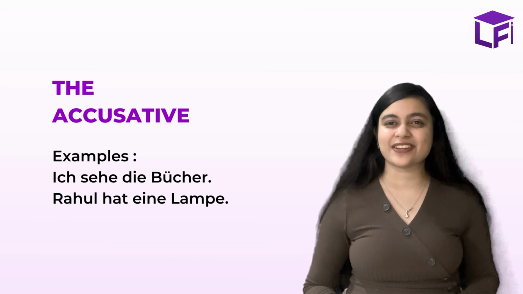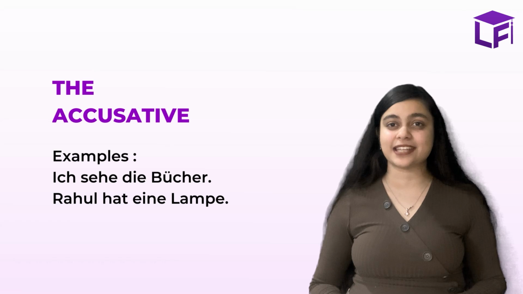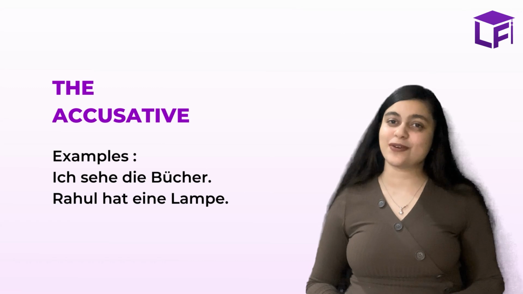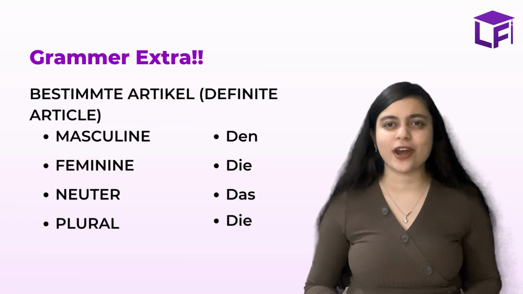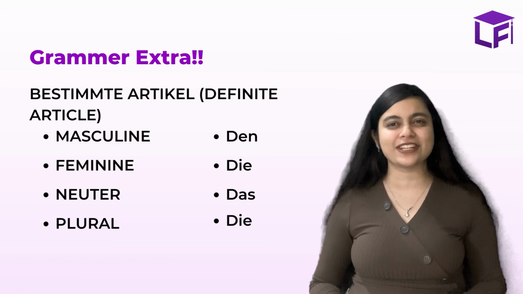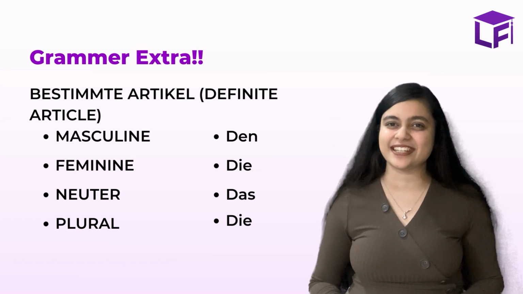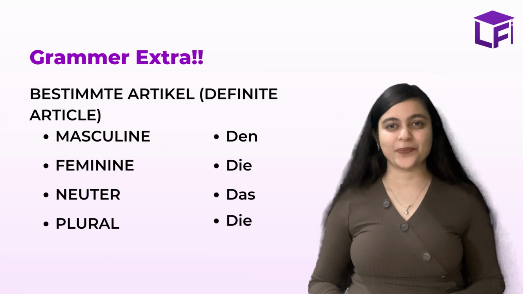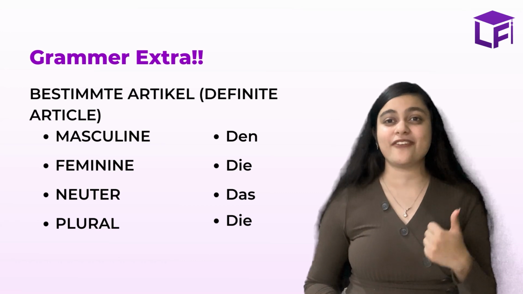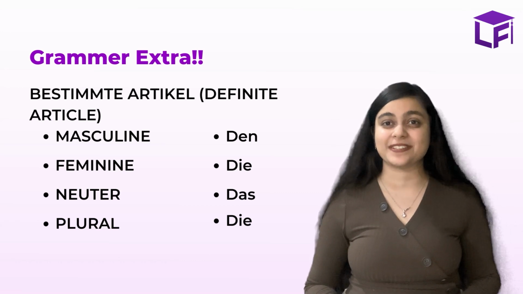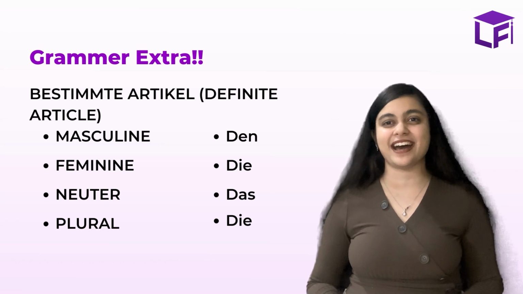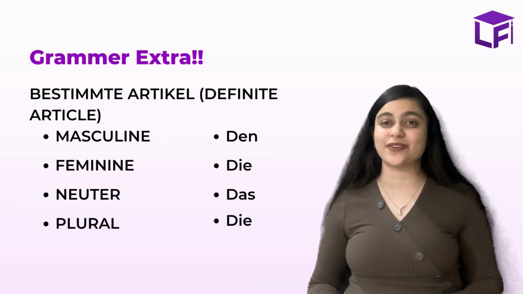Now, since we have understood this, let us move ahead and understand how the definite and indefinite articles change in the accusative case. Do you recall what the definite and indefinite articles are called in German? We did this in our previous series and in the previous video of the series, which was the nominative case. What we studied there was the definite article is called the bestimmte Artikel and the indefinite articles were called the unbestimmte Artikel. So with that said, let us understand the table that you can view on your screen now.